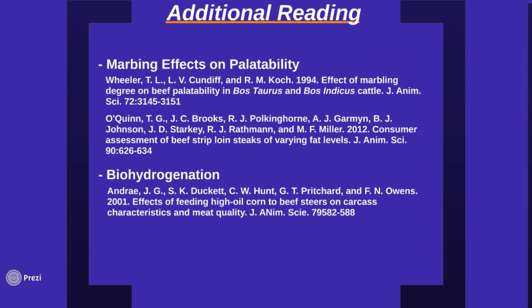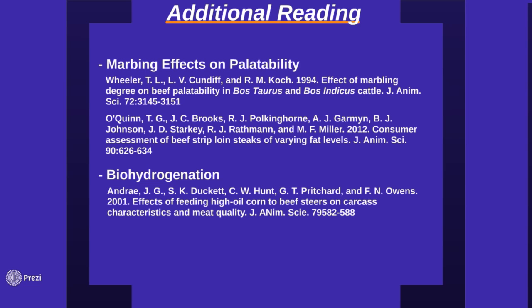Now, I know this was a little bit quicker as well, but if anyone wants to go and read some more, on the marbling effects on palatability, these are both of those beef ones we covered. The first one was Wheeler and others from 94, and we just talked about the Bos taurus results, but they also have those same graphs for Bos indicus, which may be very interesting for some of you who may raise cattle in the South. And then T.G. O'Quinn's paper from 2012, both of these in the Journal of Animal Science, followed by Andre, Duckett, Hunt, Pritchard, and Owen's paper from 2001.